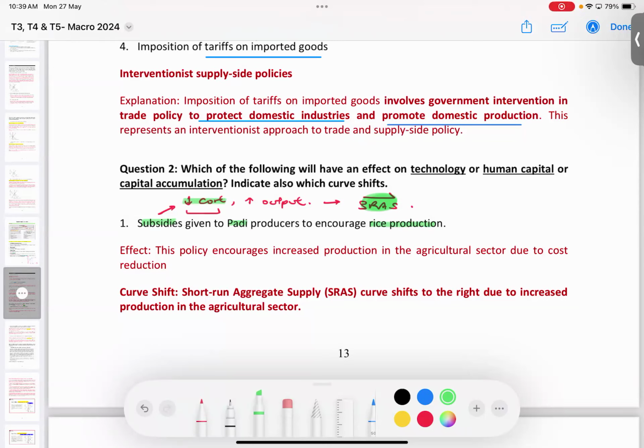If you talk about subsidy, whether it's a free market or interventionist approach, it involves government intervention. So it's an interventionist approach. The government is giving the money, the financial assistance, the grants, the subsidies to the producers.